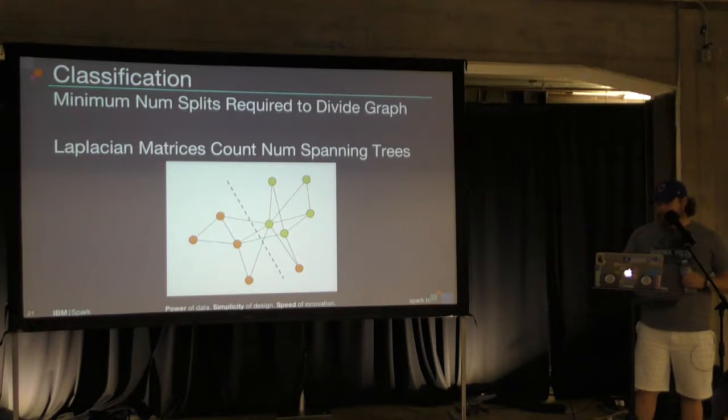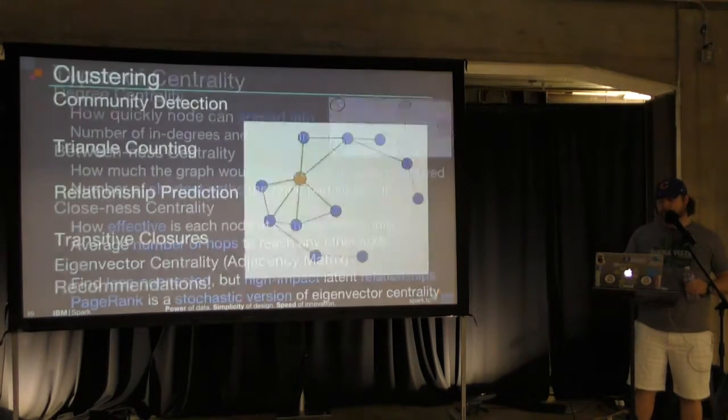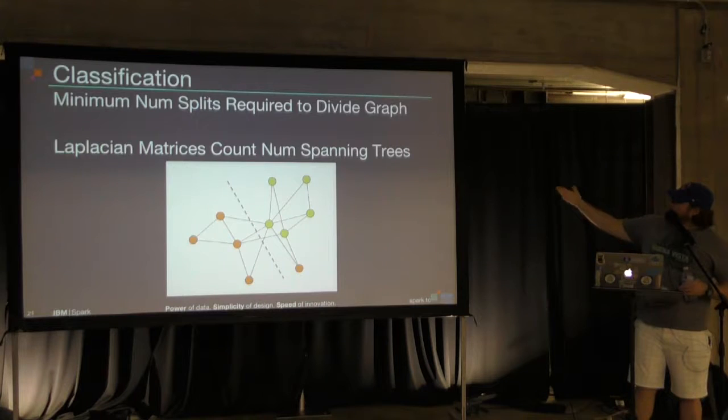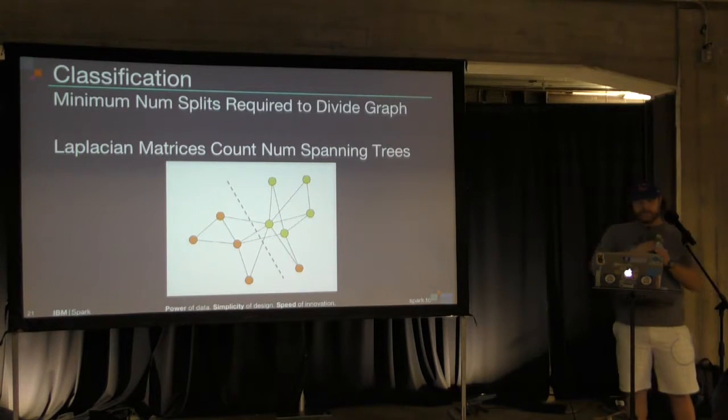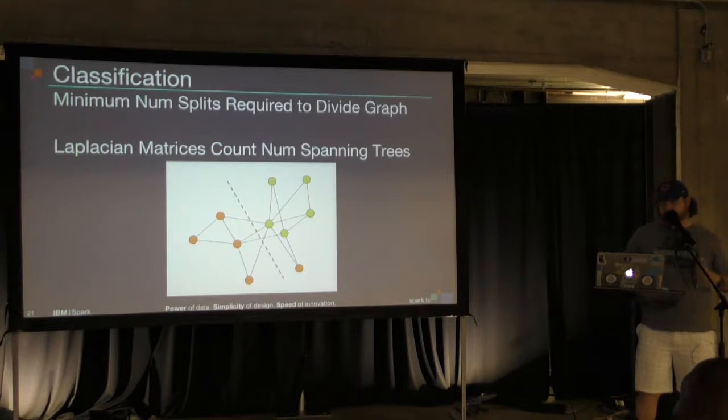These terms are starting to become the machine learning terms: clustering, classification. Basically, it's the minimum number of splits to divide the graph. Do you have anything more on here? We're just trying to see if these things can get lumped into separate subgraphs.